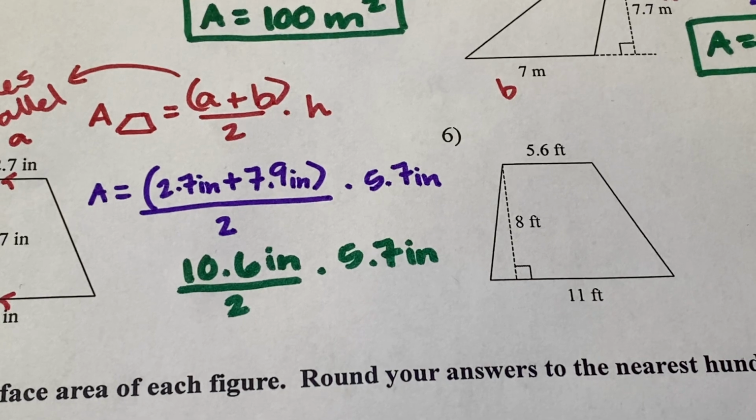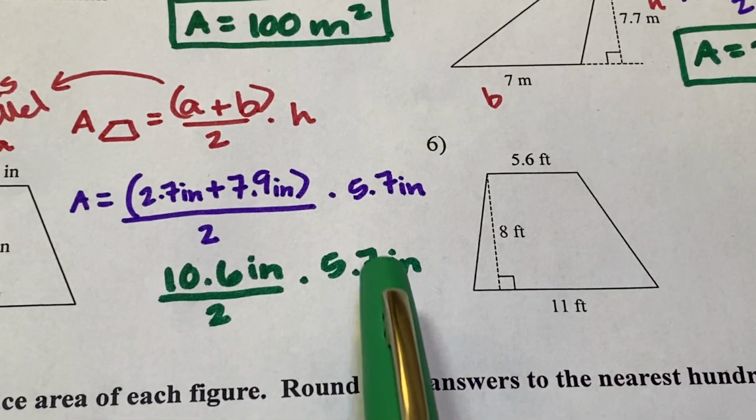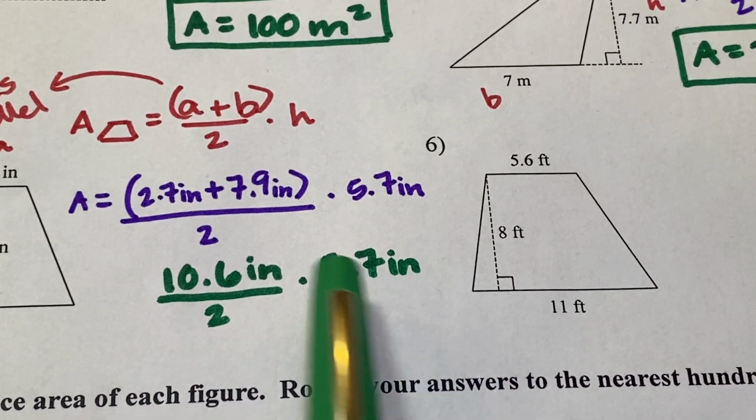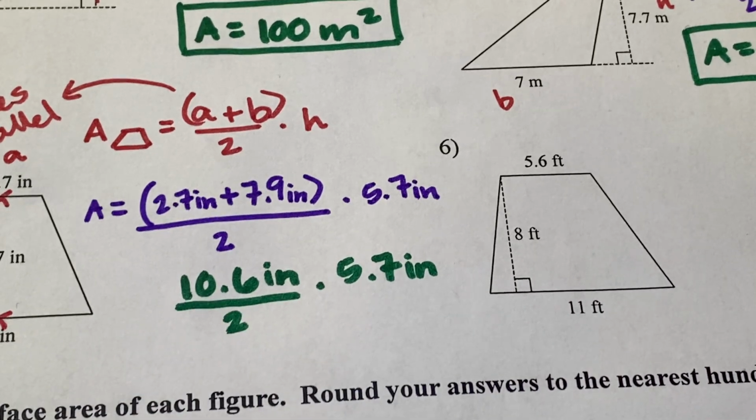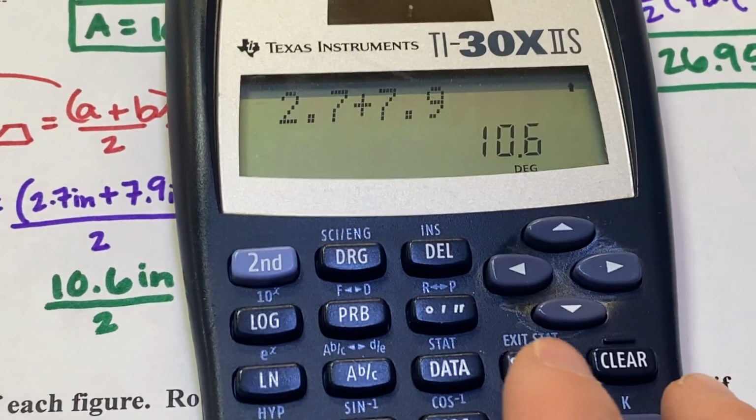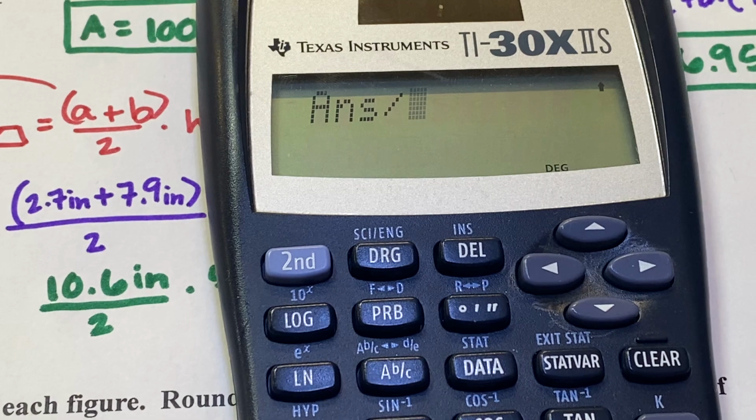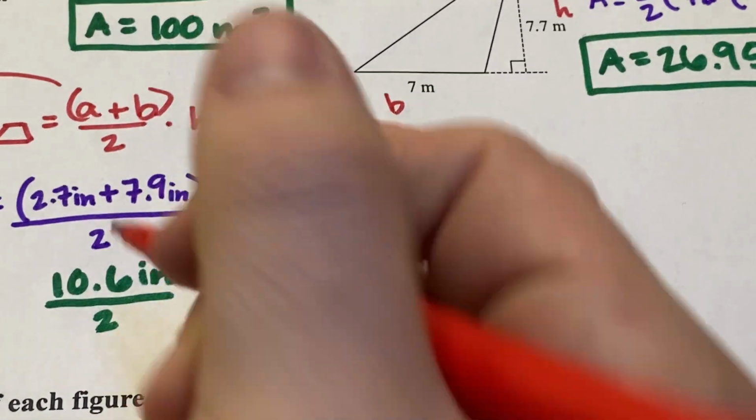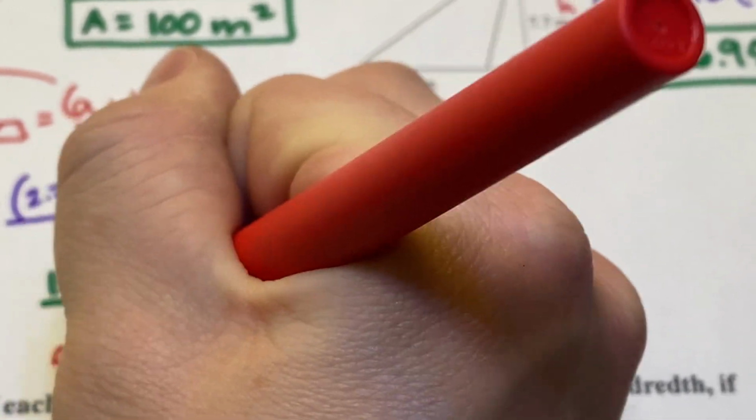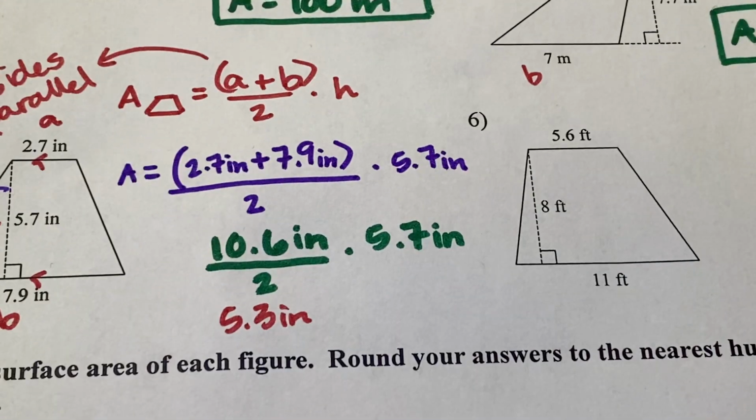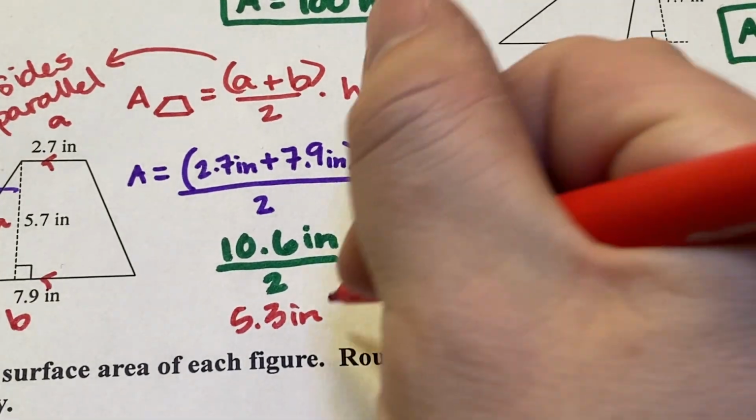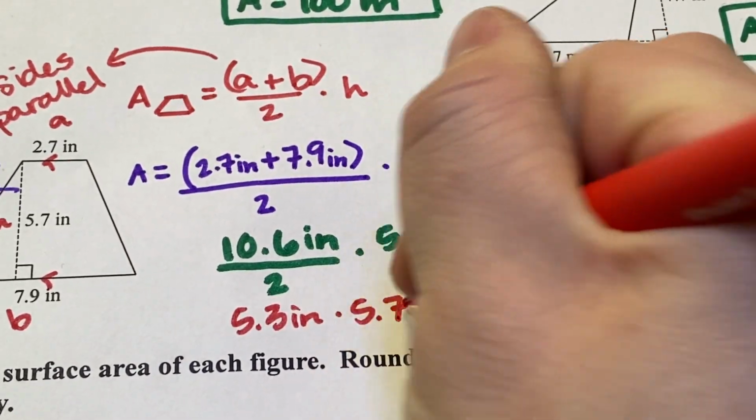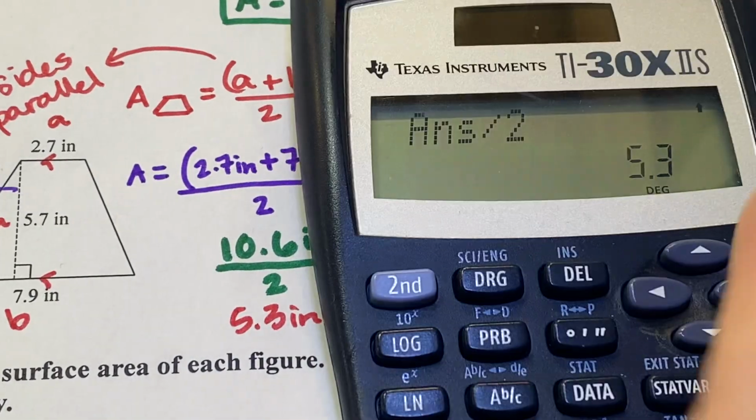Order of operations: we're dividing and then multiplying, which means we're just going to solve it left to right. So do your division piece first. Go back to your calculator. 10.6 divided by 2 gives me 5.3 inches. Notice we got rid of that denominator on the bottom. Last step, multiply it by 5.7.